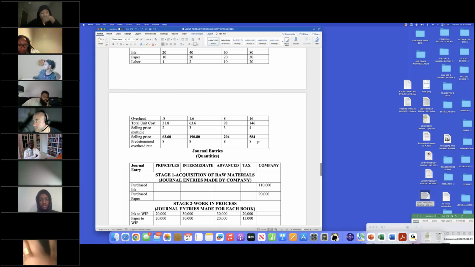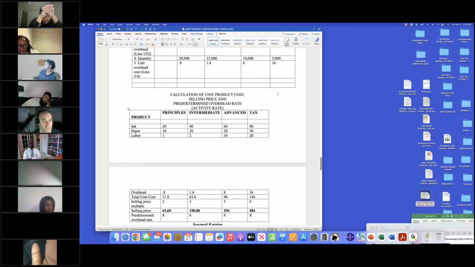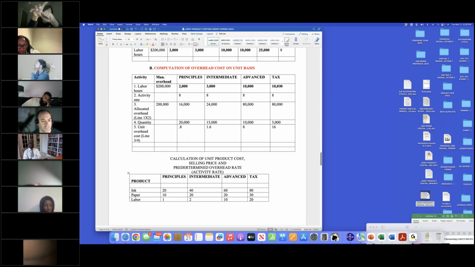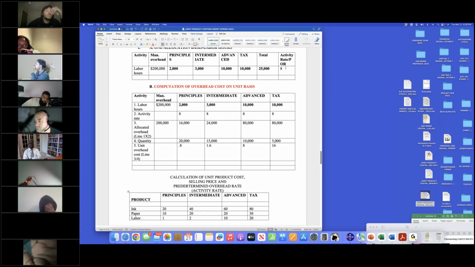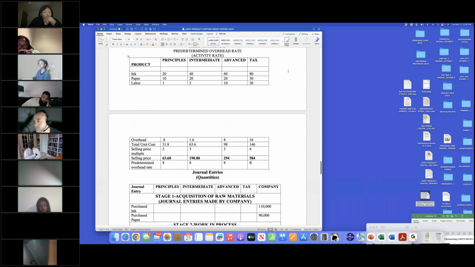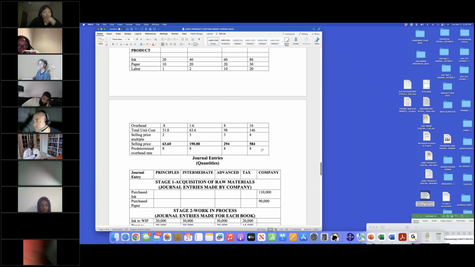The 8 came from the overhead. It was the main factor in overhead divided by the activity rate. What we said was that the activity rate and POR are the same. So we divided manufacturing overhead by the total hours. Oh, okay, 8. So for all of them, it's 8. Any questions at this point?